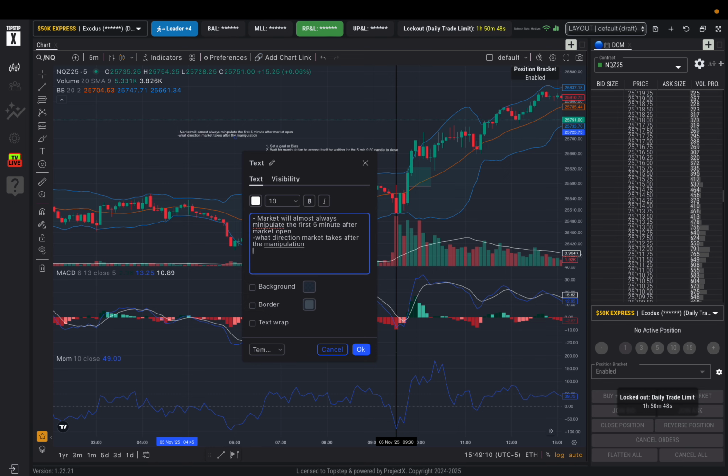Manipulation is just a fake out, right? It's going to take you down just so people can short, and then it'll take you back up. So manipulation is just the first candle. What goes down must come up in the markets. What comes up must come down in the markets, right? Now after the 9:30 candle, the 5 minute candle, it will always tell you what the next 30 minutes is going to look like.